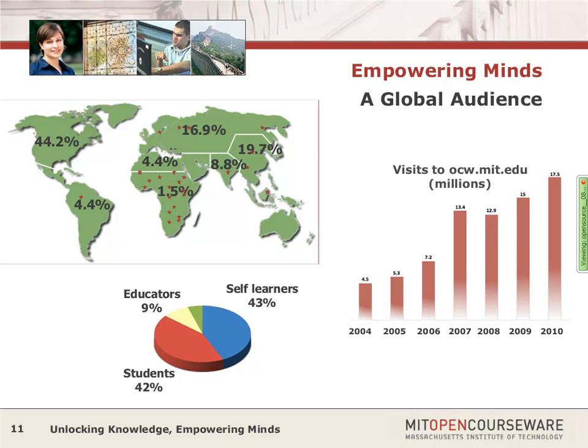These tend to be working people, in some cases homeschooling parents, retired people, and many others who just want to learn for professional or personal reasons. And we call this group self-learners. This is a group that has surprised us the most in terms of its interest and its use of our material.